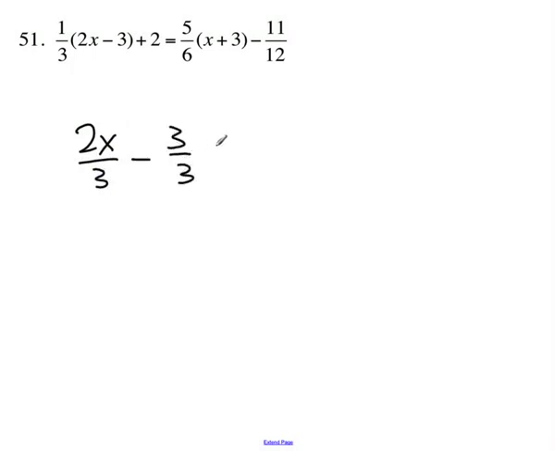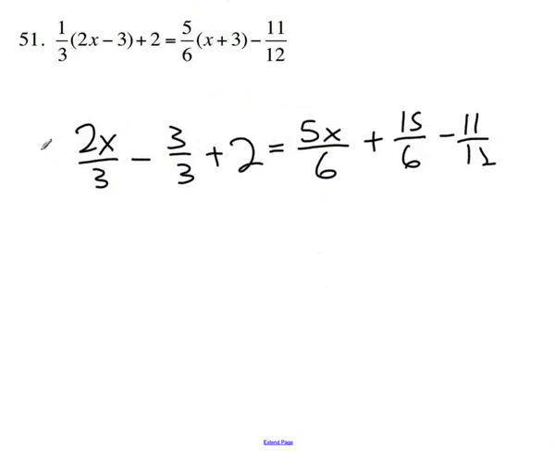And I know I'm doing a little more steps than usual. Most people would not say 3 over 3. They would actually just put 1. But I just want to make sure that everybody knows what's going on here. So this is going to be 5 over 6x, which, if we want to do it the same way as this, it's just 5 times x, which is 5x, over 6 over 1, which is 6, plus, and this is going to be 15 over 6, minus 11 over 12.